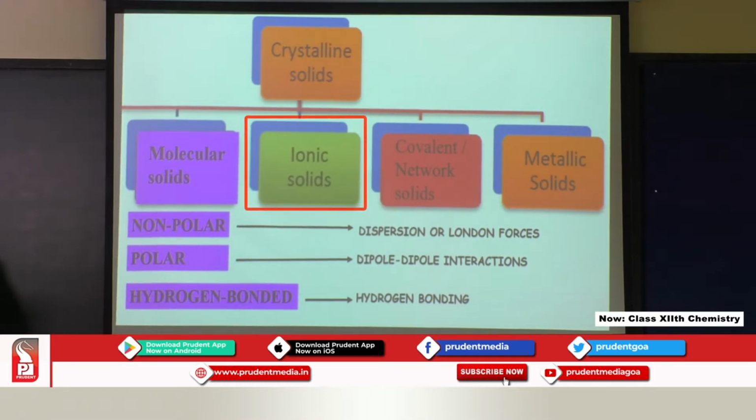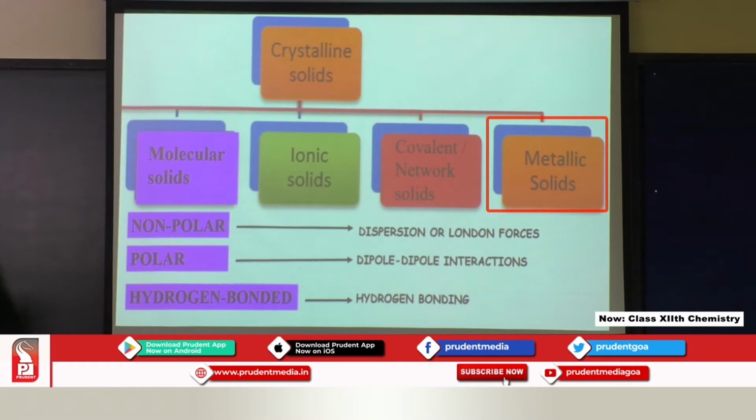Ionic solids comprise of ions which are held together by electrostatic forces of attraction. Covalent or network solids are comprised of atoms which are covalently bonded. And lastly, metallic solids comprise of positive ions which are dispersed in a sea of delocalized electrons, and the bonds which hold these constituent particles together are metallic bonds.